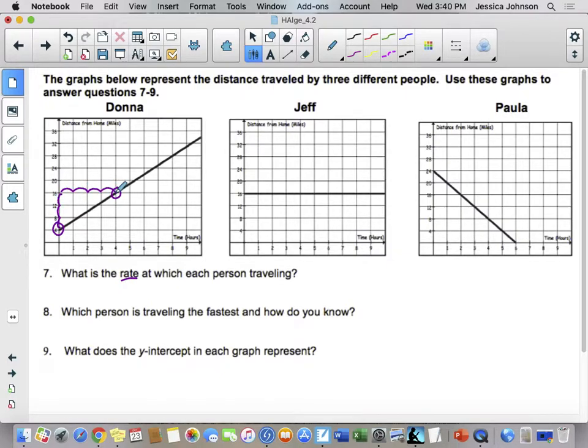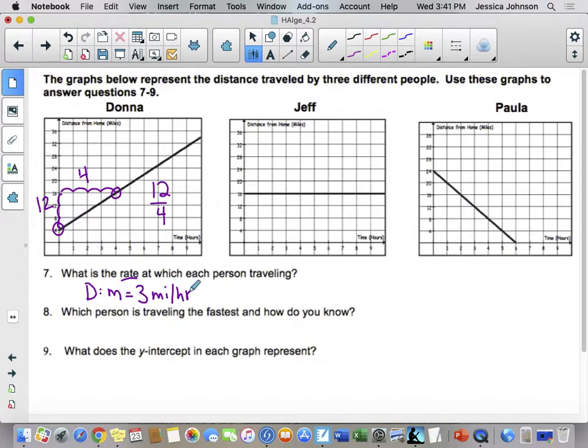Okay, so in this first problem, my y value is going from 4 to 16. 4 up to 16 is a change of 12. So we're going up 12 and over 4. Well, the x-axis is just counting by ones. So my slope for situation number 1, who is Donna, Donna's slope is m equals 12 divided by 4, which is 3 miles per hour.